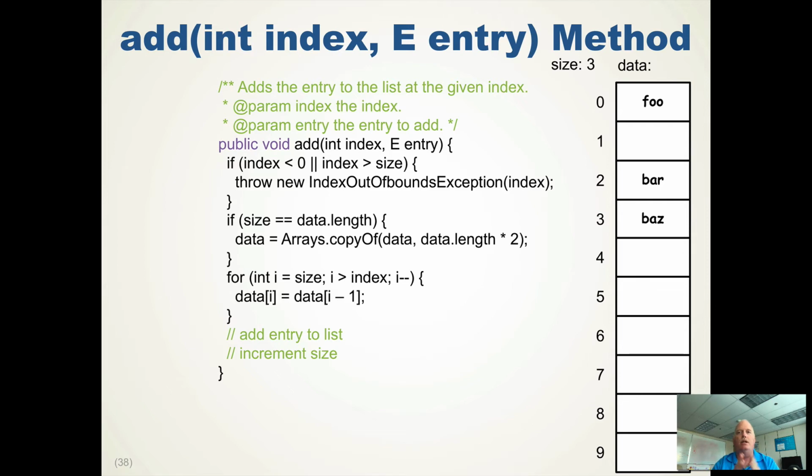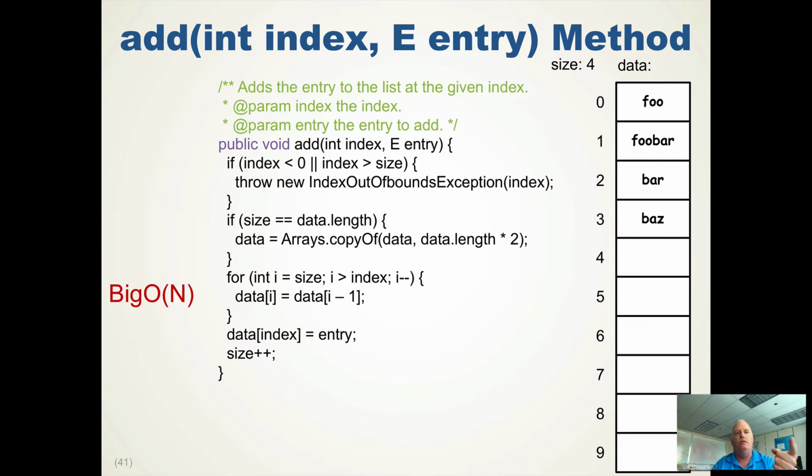So now I've created a gap, so I'm done. Index was 1, so now I can add the entry to the list, which is just data[index] = entry. And then remember, because I've added 1, I've got to increment my size. So there it is. What's the big O of this?